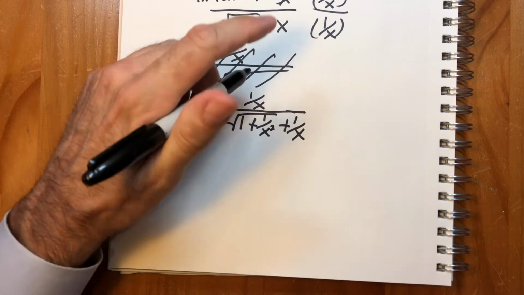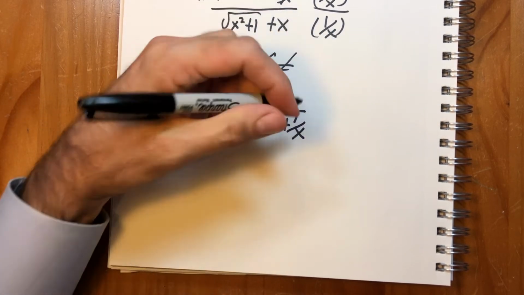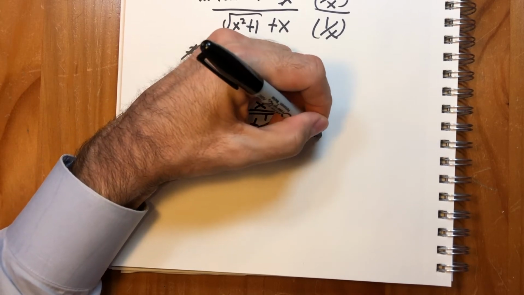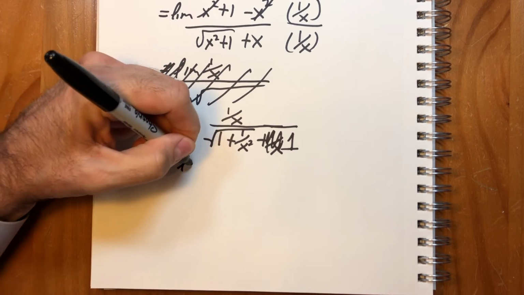Oh, I did it again. We're multiplying by 1 over x, so x times 1 over x is just 1. Sorry about that. Okay. So now we can move the limit up and down and see what happens.